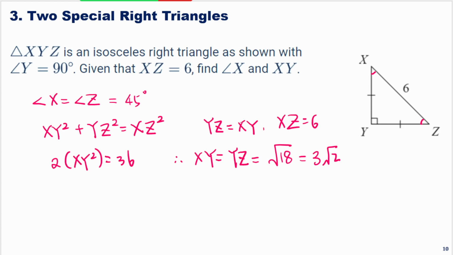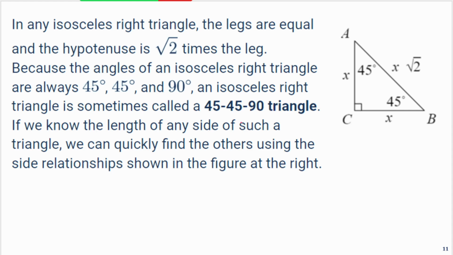So this problem suggests that we might be able to find a general relationship among the sides in an isosceles right triangle. To put this in a summary, in any isosceles right triangle, the legs are equal and the hypotenuse is square root 2 times the leg. Because the angles of an isosceles right triangle are always 45, 45, and 90 degrees, it is sometimes called a 45, 45, 90 triangle.